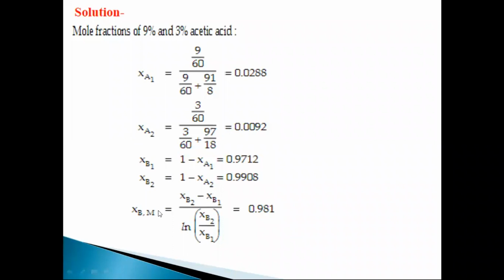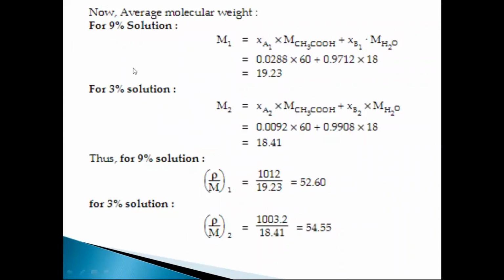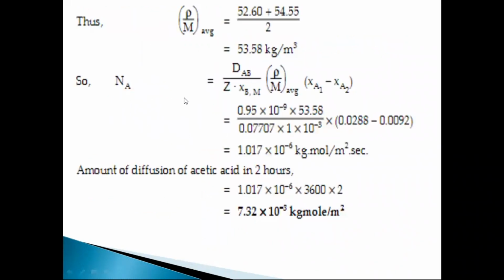After that, the important thing is how to find XBM. The formula for that is XB2 minus XB1 divided by ln XB2 by XB1. Just put all the values here and you will get XBM equal to 0.981. After that, find the average molecular weight for the 9% solution and 3% solution, and then rho by M for each. Why is this required? Because we have the standard formula NA equal to DAB divided by Z, XBM, rho by M average, XA1 minus XA2.